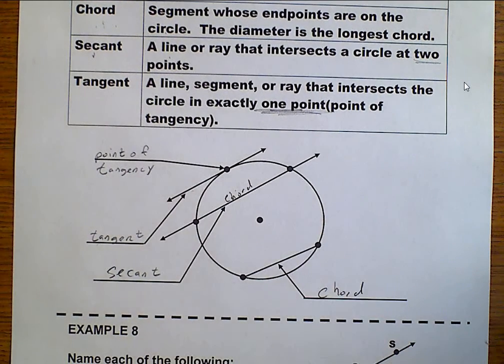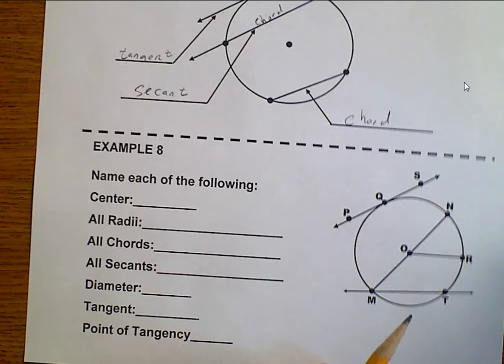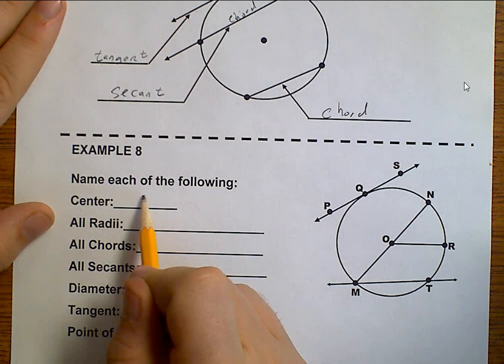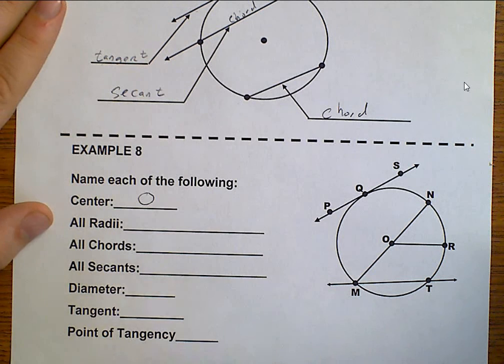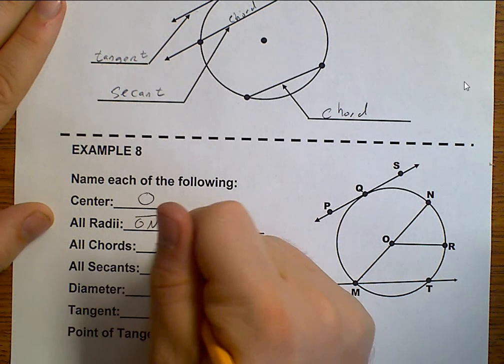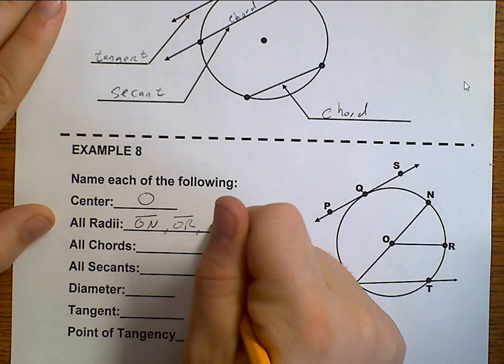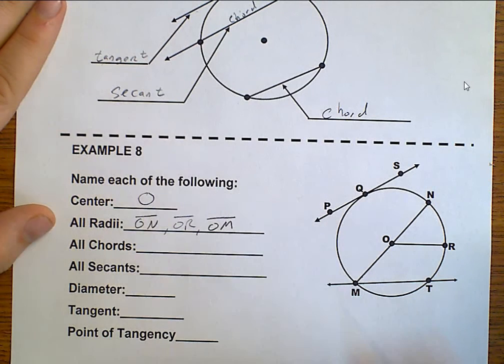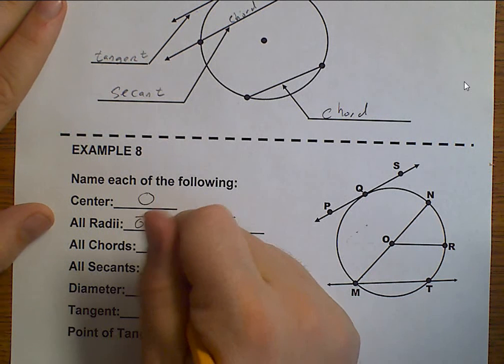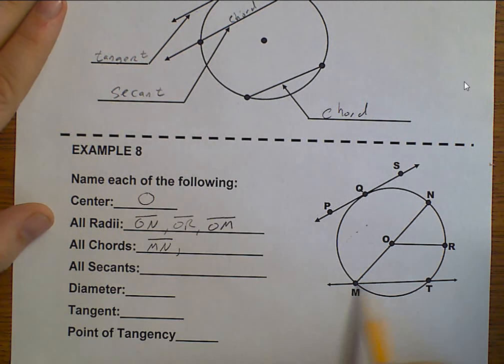Let's go ahead and use these definitions in example 8. We want to name the following. We want to first off name the center. Well, the center of our circle is real simple. It is O. Our radii, well, we have ON, OR, and OM. Our chords would be MN and MT.